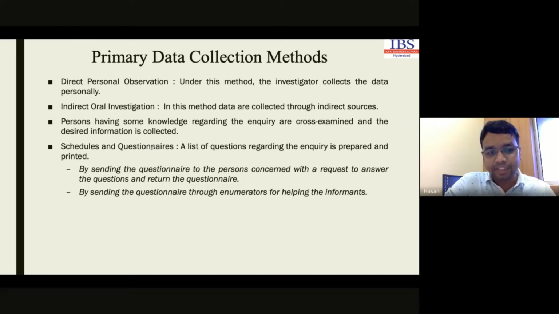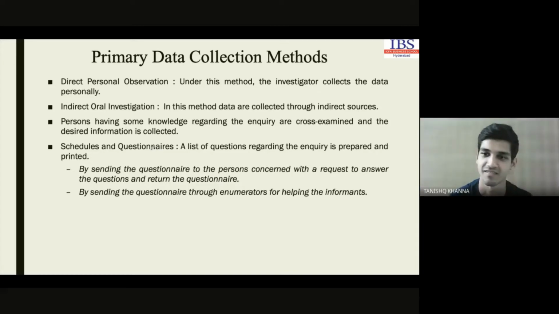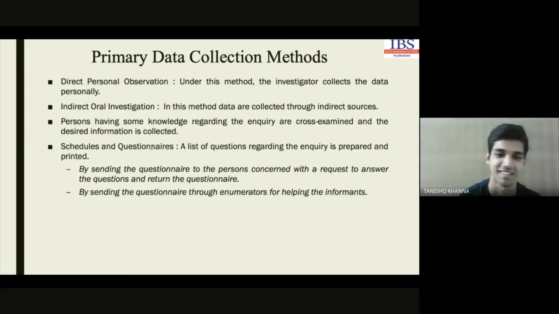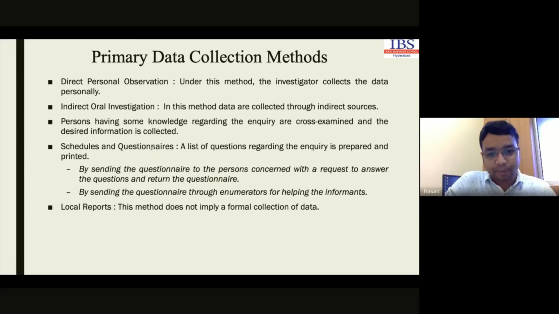We can send it in email. We can send a Google form, and we can do data collection by telephone also. Yes, okay, sir, so there are multiple methods. Next one is local reports. Local reports are regularly collected and published without processing, so this is also considered primary data.